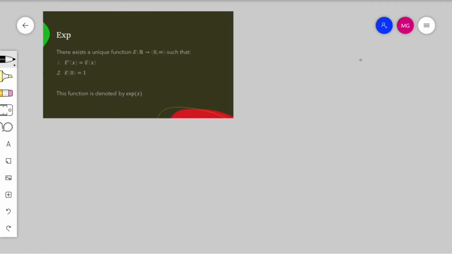All right, so we're back at the whiteboard, and now we want to show the theorem on this slide, that there exists a unique function e from the reals to the positives, satisfying these two properties here. So we're going to denote these two properties by e1 and e2, respectively. So e1 being the property that the derivative of the function is itself, and e2 being the property that when you evaluate this function at 0, you get 1.